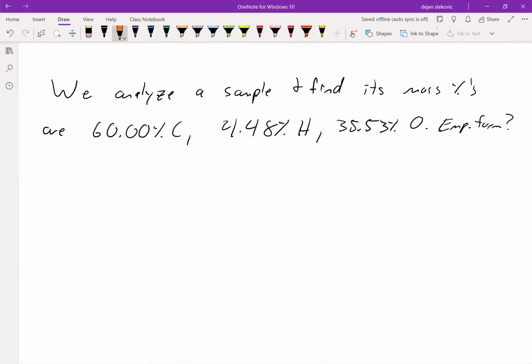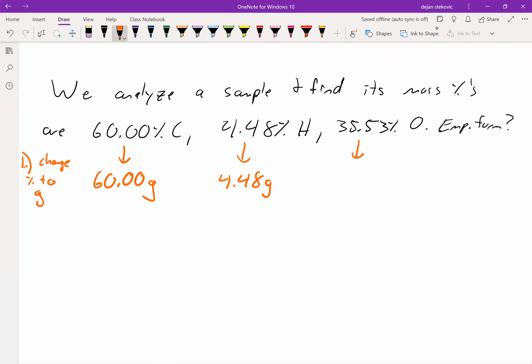And so we're going to go through this step by step, and if you follow these steps, you'll get to the right answer. Sometimes these values are given to you as percentages. Sometimes they're given to you as grams. Grams are more useful. So if you're already given in grams, you can skip this first step. If they're given in percentages, the first thing we're going to do is just change the percents to grams. And the way that we're going to do that is we're just going to change the percentage to a gram. We're going to keep the numbers exactly the same. So instead of 60%, we got 60 grams. Instead of 4.48%, we got 4.48 grams. Instead of 35.53%, we get 35.53 grams.